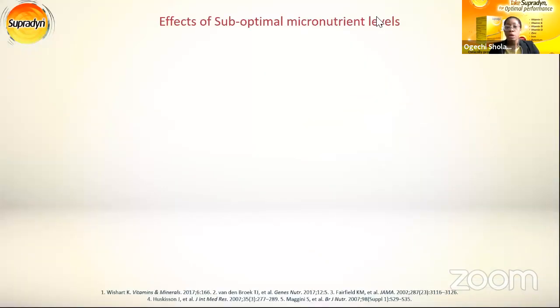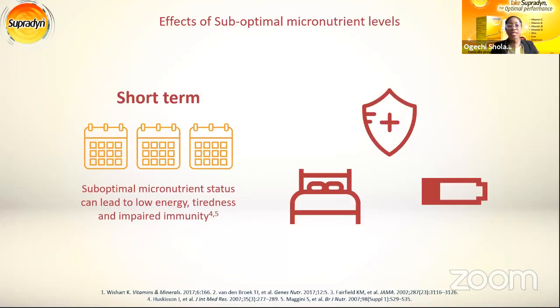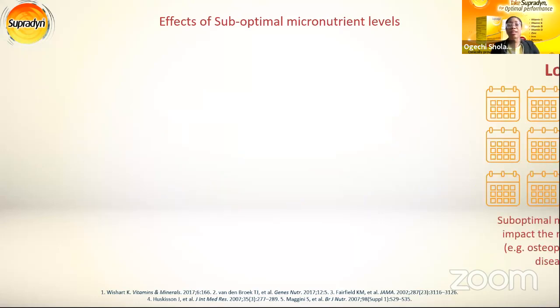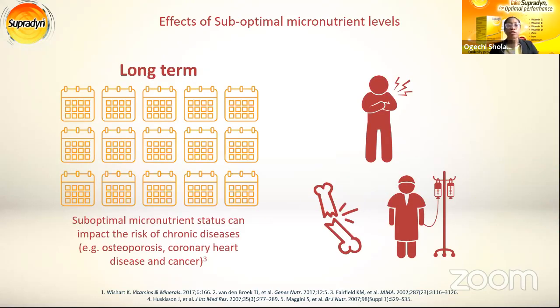Okay. So I talked about the effects of suboptimal micronutrient levels. In the short term, low energy, tiredness, and impaired immunity. And then in the long term, interestingly, we found out that suboptimal micronutrient status can impact the risk of chronic diseases such as coronary heart disease, cancer, and osteoporosis.